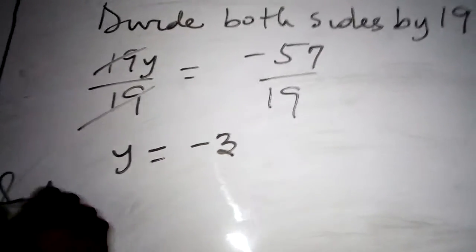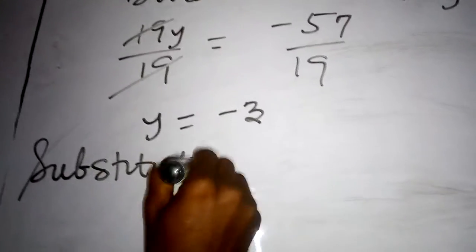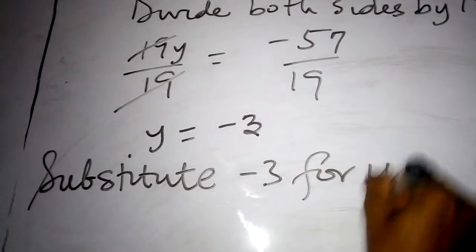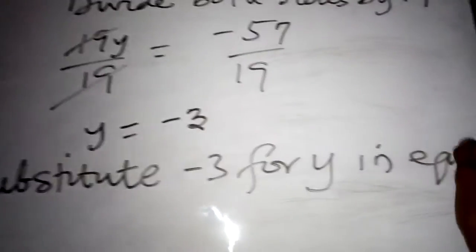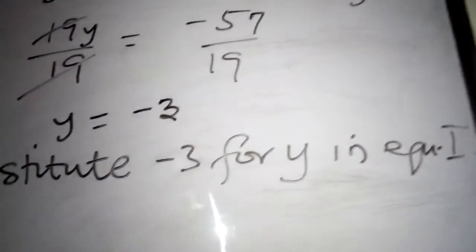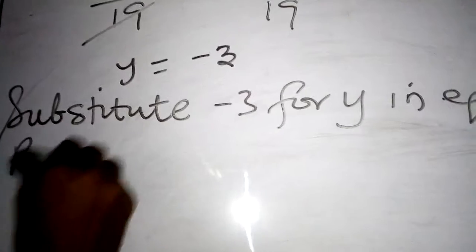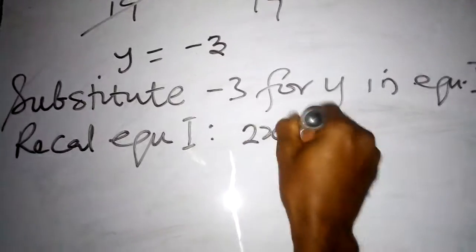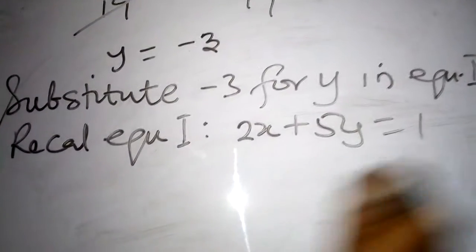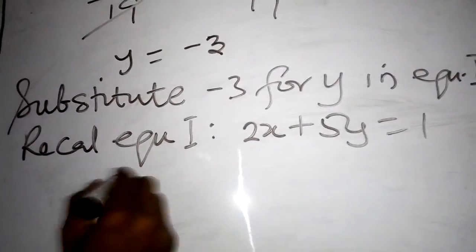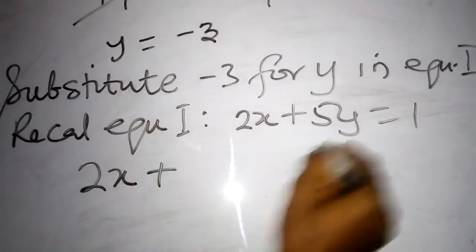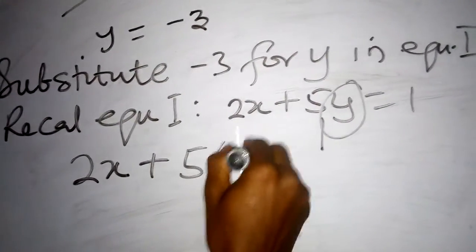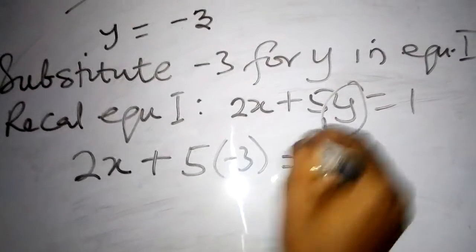Now to obtain the second unknown, you substitute −3 for y in either equation 1 or 2. Let me use equation 1. Now recall equation 1. So I have 2x + 5y = 1. Let's substitute for y now. So 2x plus 5 times, here you now put −3, equals 1.